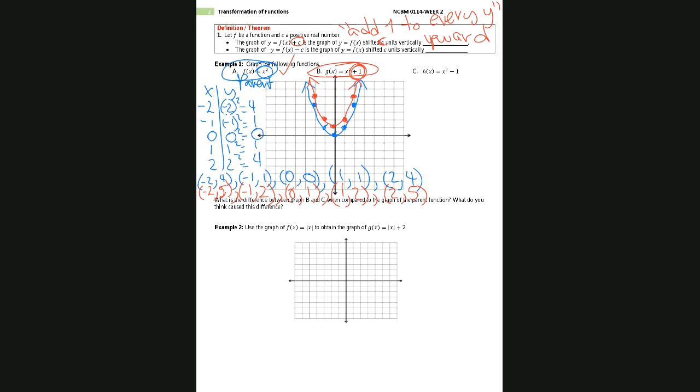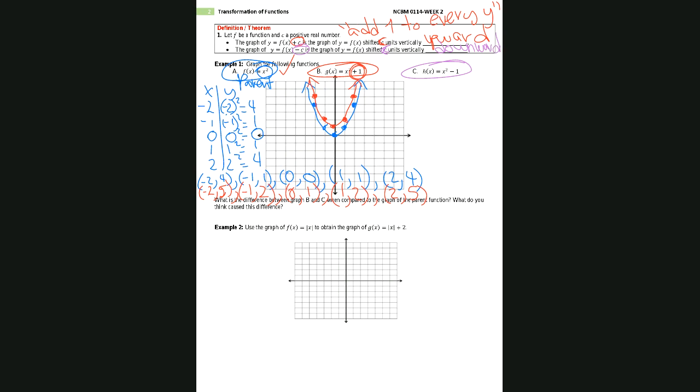Now let's look at the next one. And here we have h of x is the same as x squared minus 1. So now let's complete the statement here. And so if we have that number and it's negative, we're going to subtract that from our y values. And so because of that, the graph will be shifted vertically, but in this case, it will be shifted downward.